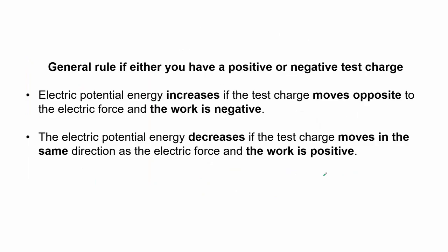Based on the behavior of either positive test charge or negative test charge, we come up with a general rule for the electric potential energy. So the first is that the electric potential energy increases if the test charge moves opposite to the electric force and the work is negative. The electric potential energy decreases if the test charge moves in the same direction as the electric force and the work is positive.